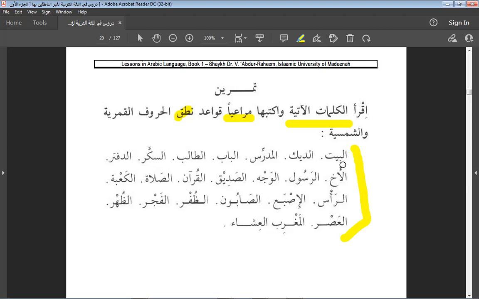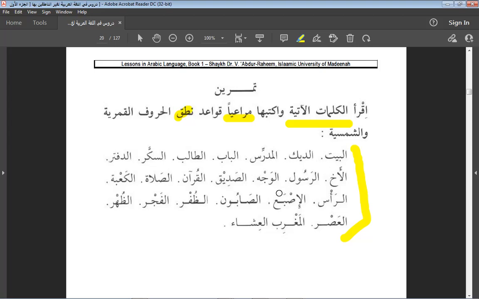Okay, we have al-baytu, so no shadda on the ba. Ad-diku, shadda on the dal. Al-mudarrisu, no shadda on the meem. Al-babu, no shadda on the ba. Al-talibu, al-sukkaru, al-daftaru. So you pronounce it and you know where to put the vowel.